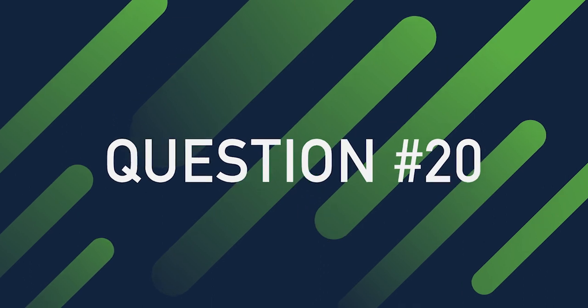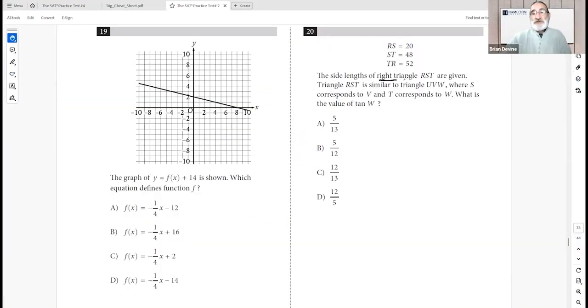Question 20. The side lengths of a right triangle are given. And we see RS is 20. Actually, I'm going to draw it the other way around. It'll look better. Let me remove that. And we'll say R is here, and that's 20. There's S, and there's T, and that's 48. And TR is 52.